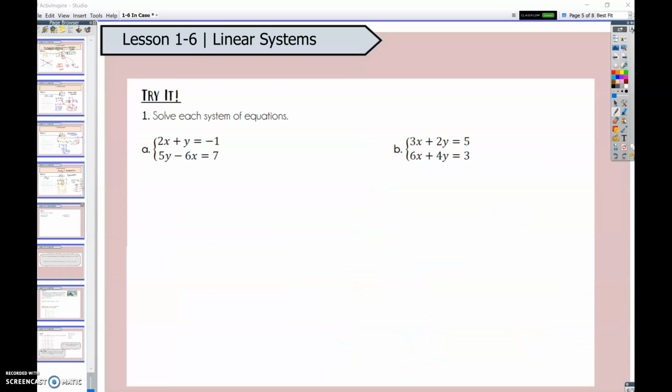When it comes to 1-6, example 1, try it. I'm not going to go over either of these. You may want to look for your answer key from your teacher, but again, you could use any method. Remember, you could graph, you could do same values method, elimination method, or substitution to solve for x and y.